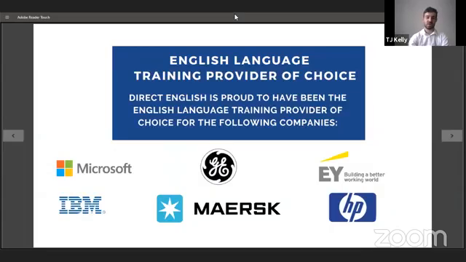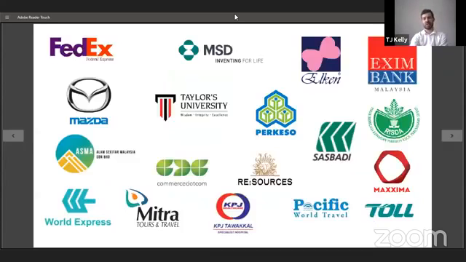So first of all, these are some of the companies that have benefited from the direct English training provided by Linguaphone Group. You can see Microsoft, General Electric, EY, IBM, Maersk, and Hewlett Packard. I'm sure you recognize some of these brands, maybe have dealings with them or have associates who have worked with them in the past. And then specific to the DEILC, these are some of the companies who have benefited from our training programs and language workshops over the years to raise their English proficiency and the confidence in their employees.